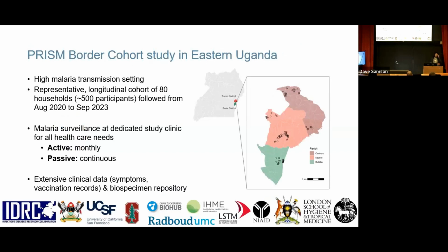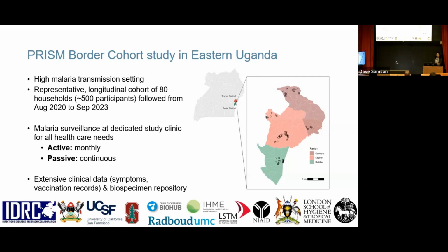And so, like I said, I work on a number of cohort studies. This study here was conducted within the PRISM border cohort study in Eastern Uganda. This is a high malaria transmission setting. And this cohort study, which began in August 2020 and will carry on until September of this year, is a representative longitudinal cohort of 80 households, around 500 participants who are enrolled into this cohort. And it's a malaria surveillance study.